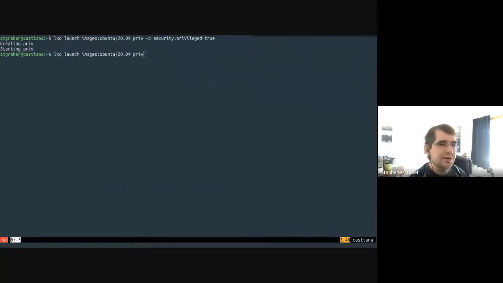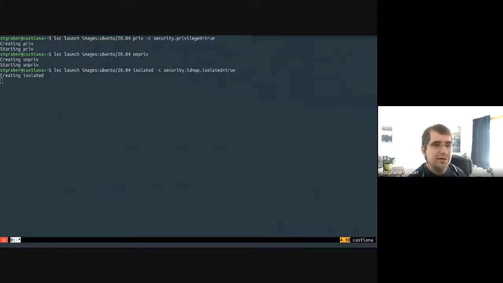As you see, our default is actually to be unprivileged, so I've got to specifically say that I want something privileged. I'm creating a second container here, which is unprivileged, and we'll create a third, which is configured to be isolated. There we go. So now we've got three containers.